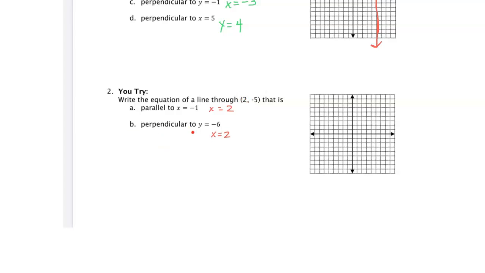Part B, perpendicular to y = -6. Well, the original is going through the y-axis, so then the other one needs to go through the x-axis. So y = -6 was the original, x =, and then pick out your x coordinate from your point, which is 2. So x = 2 is your answer for number 2. And that concludes this lesson.